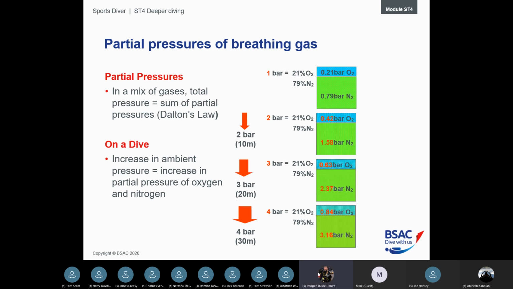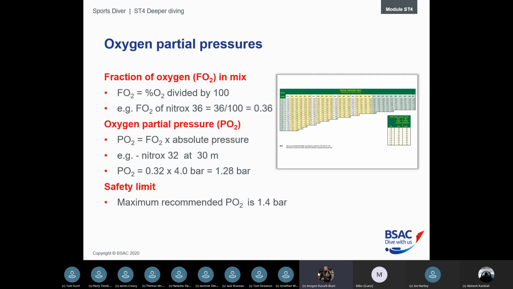So then you've got 3 bar, again, it's just 3 times what it was at 1 bar. If you understand that, we're on good stead. If you understand what I'm on about here, can you please put your hand up if you don't understand? Because we'll be using this a lot today. Somewhat comforting.